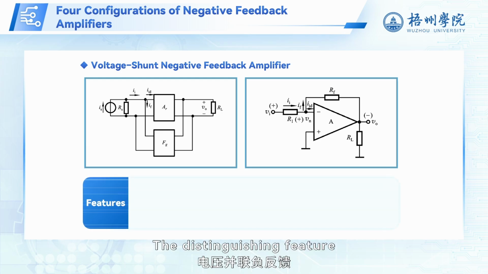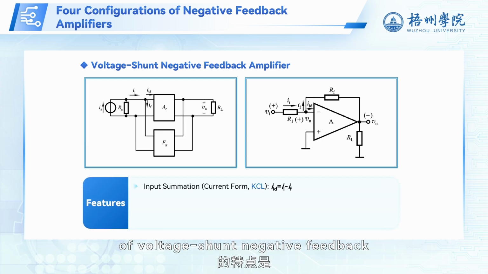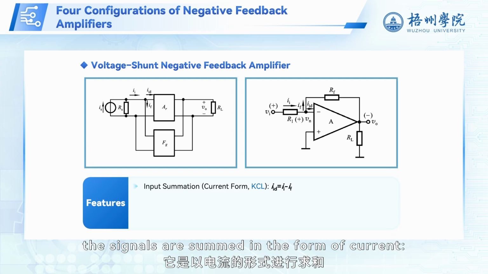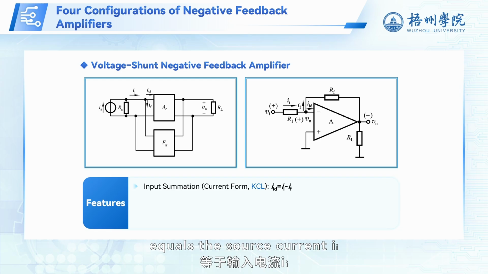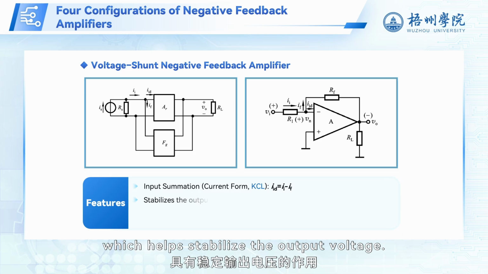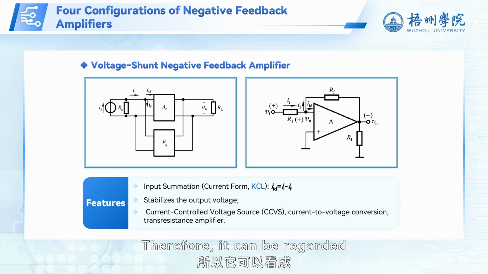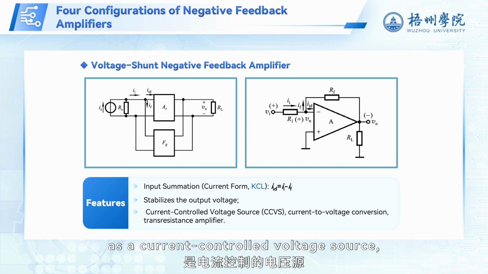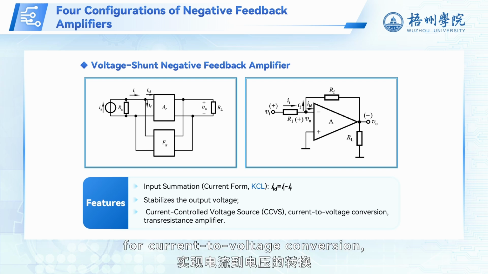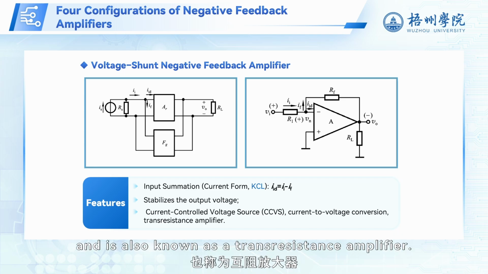The distinguishing feature of voltage shunt negative feedback is that from the input side, the signals are summed in the form of current. The net input current IID equals the source current II minus the feedback current IF. From the output side, the sampled signal is a voltage, which helps stabilize the output voltage. Therefore, it can be regarded as a current-controlled voltage source, typically used for current-to-voltage conversion, and is also known as a transresistance amplifier.